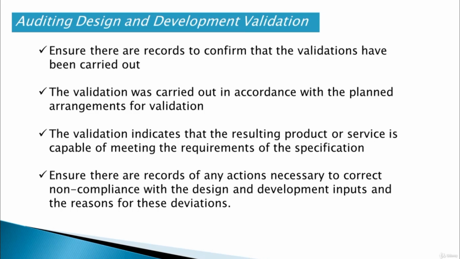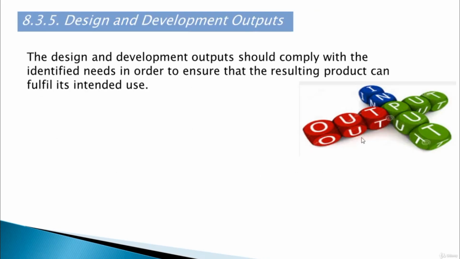So if there are any changes, if there are any problems, what actions will the organization take, and the auditor needs to take a look at the records of these actions. The fifth subclause of design and development is the design and development outputs. The organization is required to ensure that its management system's outputs are complying with the identified needs in order to ensure that the resulting product can fulfill its intended use, and of course we have customer satisfaction.